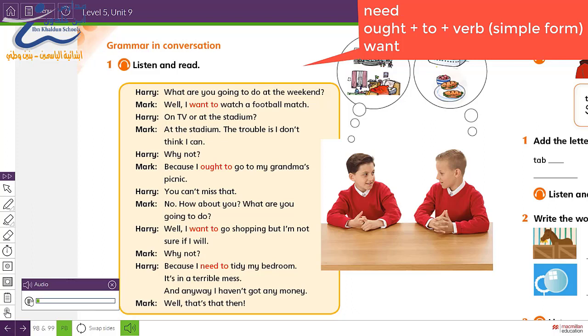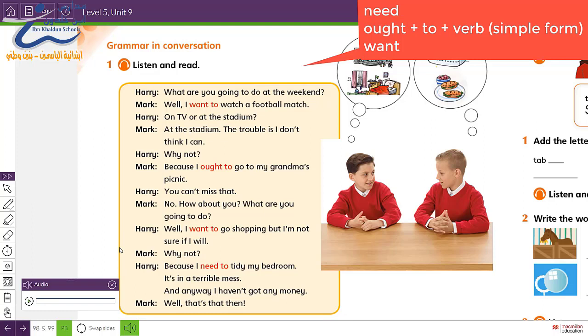Track 31. Pupils Book, Unit 9, page 98. Activity 1. Listen and read. What are you going to do at the weekend? Well, I want to watch a football match. On TV or at the stadium? At the stadium. The trouble is, I don't think I can. Why not? Because I ought to go to my grandma's picnic. You can't miss that. No. How about you? What are you going to do? Well, I want to go shopping, but I'm not sure if I will. Why not? Because I need to tidy my bedroom. It's in a terrible mess. And anyway, I haven't got any money. Well, that's that then.